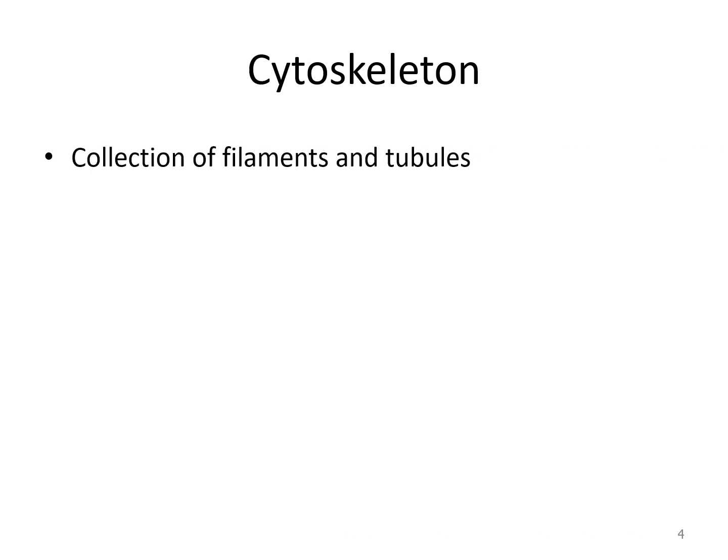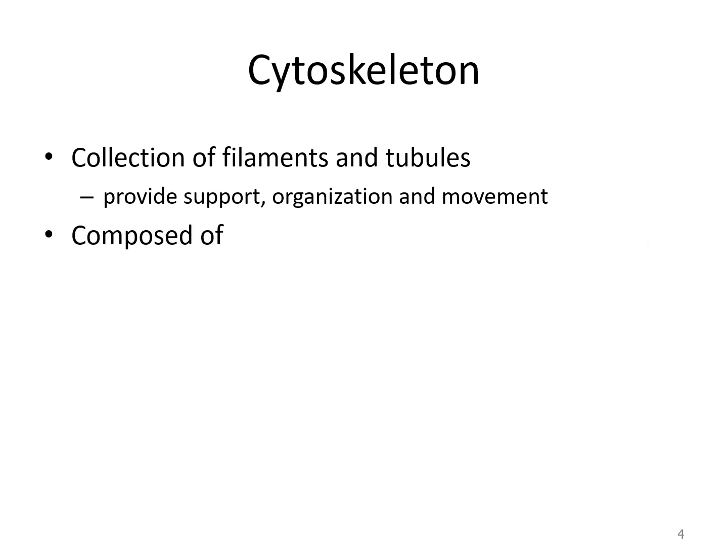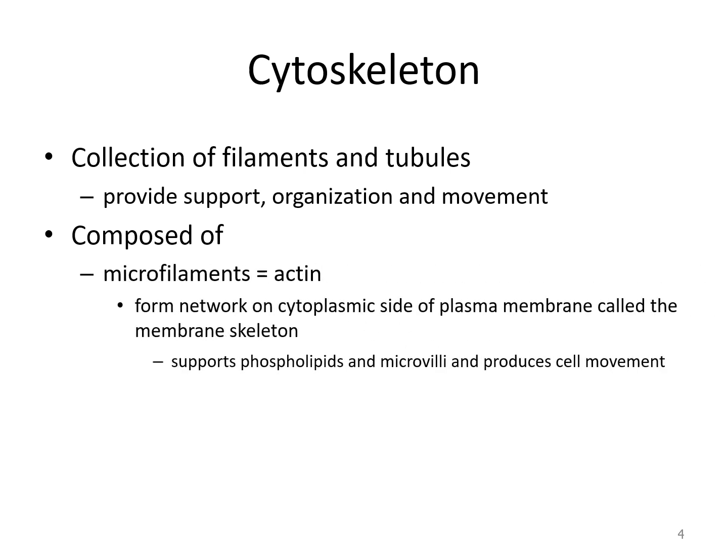Okay, so the cytoskeleton, basically what this is, is a collection of filaments and tubules, so it's made out of proteins. It helps to provide the cell with support, organization, and movement. So it's actually oftentimes going to serve as basically a track for various parts of organelles and cell products to move along. It's composed of microfilaments.